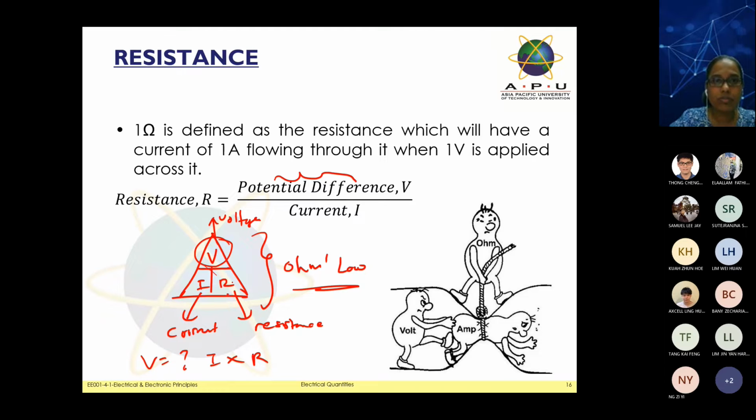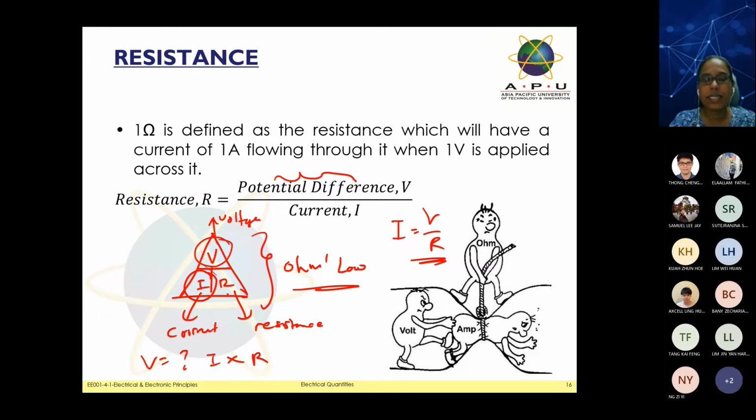Example, if I ask you to find the value of the current, how much is the current? Current, in ampere, means voltage divided by the resistance. This is the basic equation that you need to know. Later Miss will share a formula sheet in OneNote.